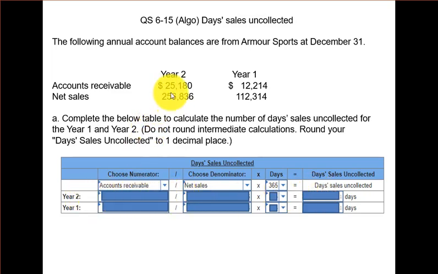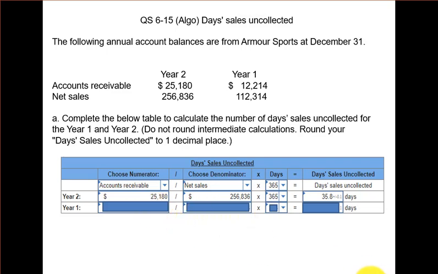To calculate this for year 2 for Armor Sports, we're going to have $25,180, which is accounts receivable for year 2. That's the ending accounts receivable. And how do I know it's ending? Because all this information is at December 31st, right? So divided by net sales, which would be 256,836, times 365. Our days sales uncollected would be 35.8 days.